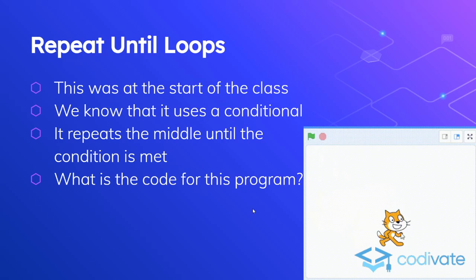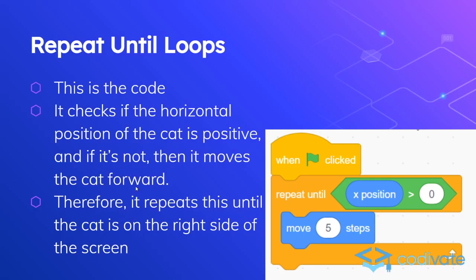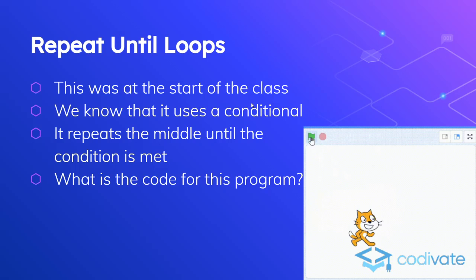Now we have a different type of loop, and it's called a repeat until loop. What it does is it's like a combination of if statements and repeats. The way it works is you have just a condition that has to be met in order for the loop to stop.